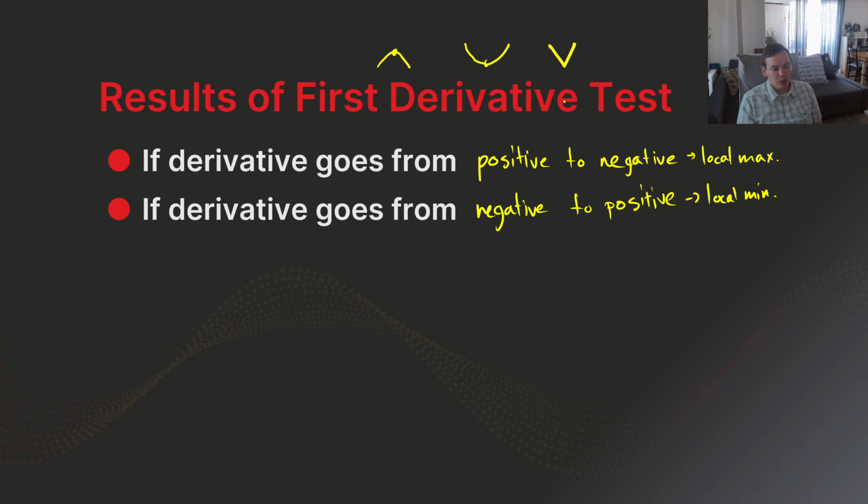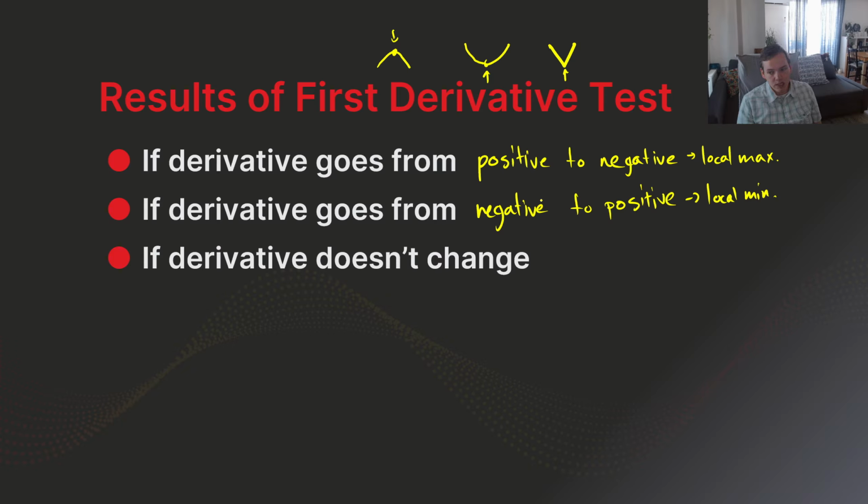And this works too with sharp corners, because remember, this is still a critical point because the derivative is undefined. These are both critical points because the first derivative was 0. If the derivative doesn't change, well then it's neither. It's not a local max or a local minimum.